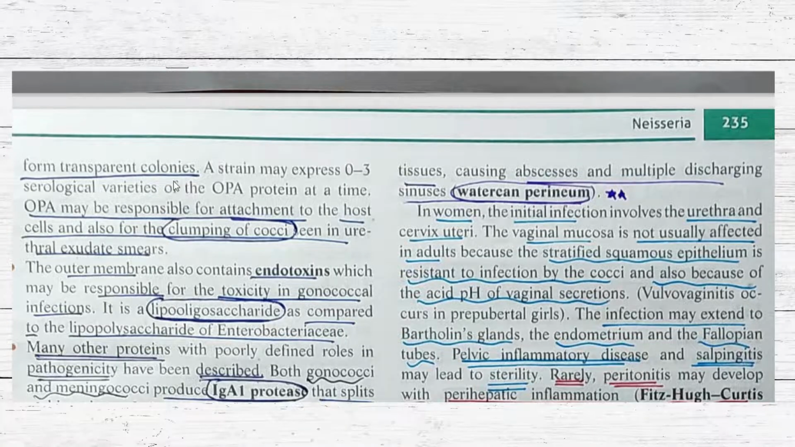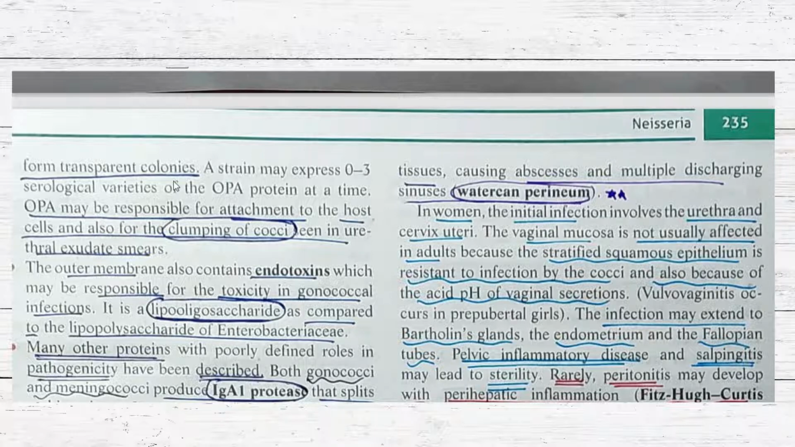Along with forming opaque colonies, OPA is also responsible for attachment of the coccus to the host cell, and it is responsible for the clumping of cocci. So you see in the urethral exudate smears, there is clumping of cocci. OPA is responsible for this. So OPA is responsible for, first, opaque colonies; second, attachment to the host cells; third, clumping of cocci.